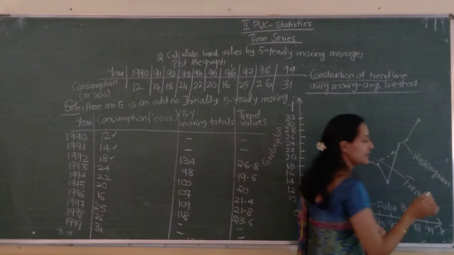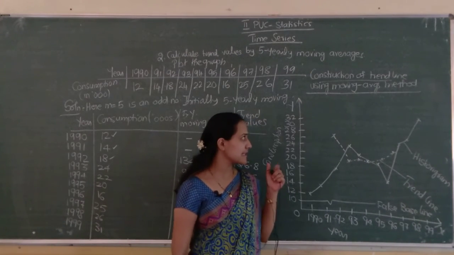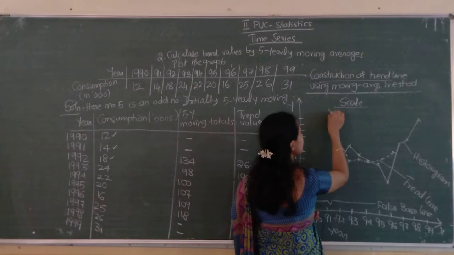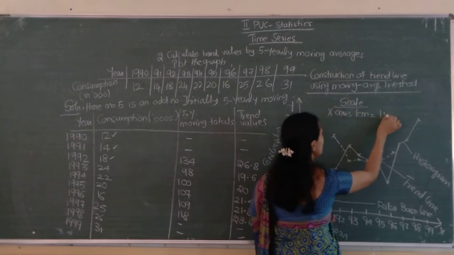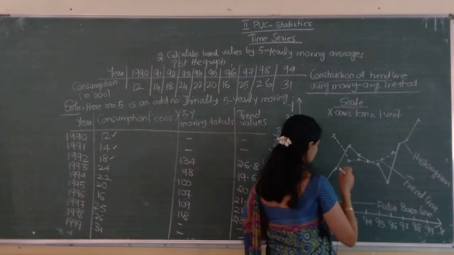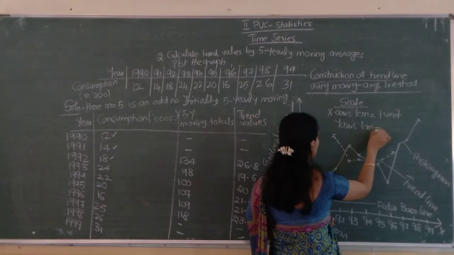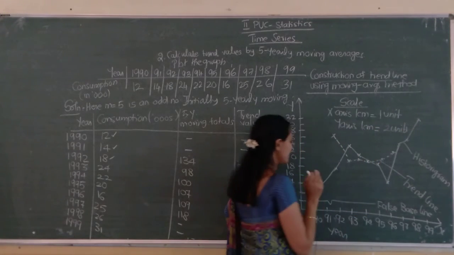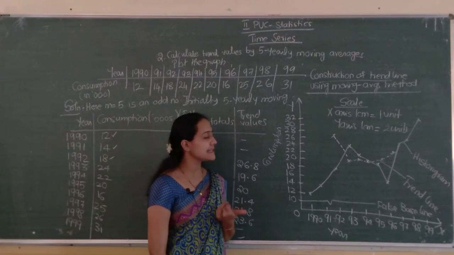This is our trend line. Clear na? Okay, hope this much is clear. Scale: you have to write a scale. X-axis 1 centimeter equal to 1 unit, 1 year, isn't it? Y-axis 1 centimeter equal to how many units? 2 units. Scale applies only after the false baseline. Remember. Okay. Hope this is clear to you.